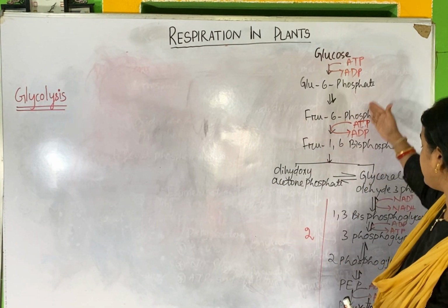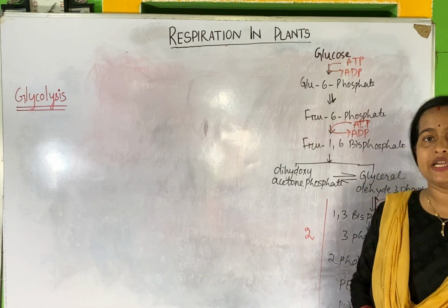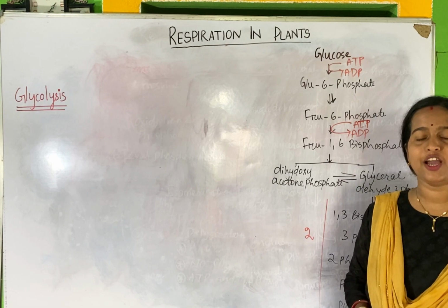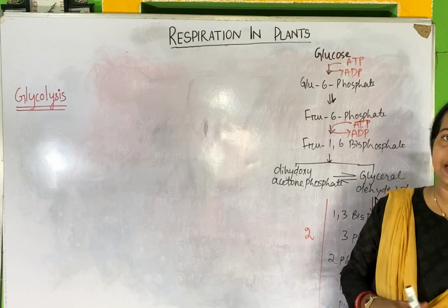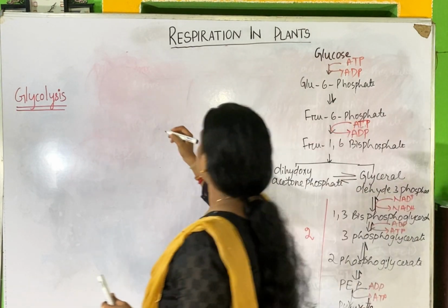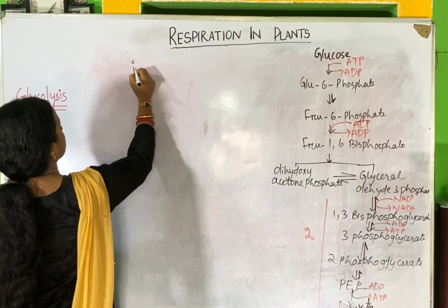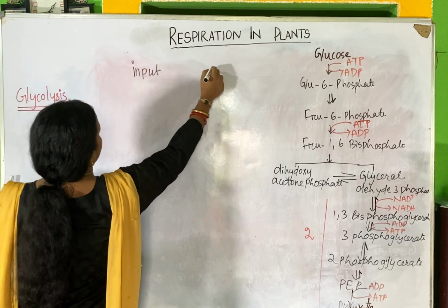Now we will see what are the net products of glycolysis. So this is the schema of glycolysis. So let's calculate how many ATP, how many NADH are produced and how many ATP are utilized in glycolysis. So input and output.